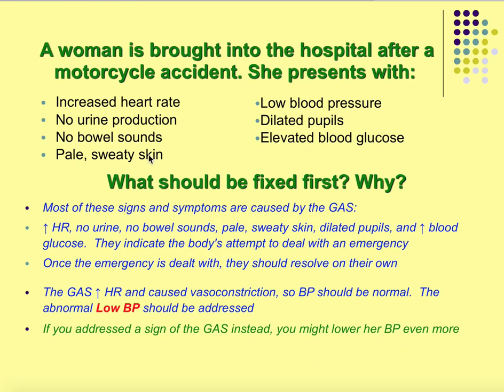So think about it: the GAS increases heart rate and it vasoconstricts, and we know you're vasoconstricting because there's no urine produced, there's no bowel sounds, you have pale skin. Both high heart rate and vasoconstriction should raise your blood pressure, or at least keep it normal. But the fact that your blood pressure is low indicates that this is a problem. So this is what you want to address first. Now, this is why it's important to understand the signs and symptoms of the GAS, because if you didn't recognize that these other symptoms were related to the GAS and you tried to address those first, let's see what would happen. Let's say you saw that heart rate was elevated, so we want to reduce our heart rate. What is that going to do to our blood pressure? It's actually going to drop it even lower, and that might put the person into shock.